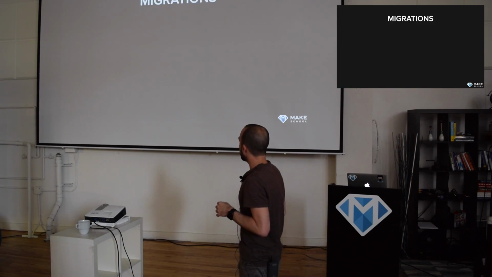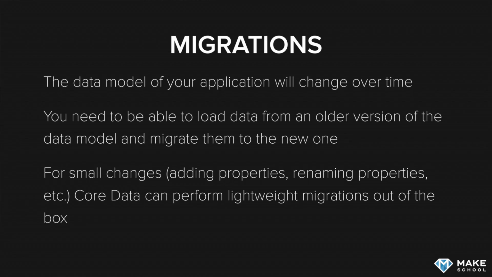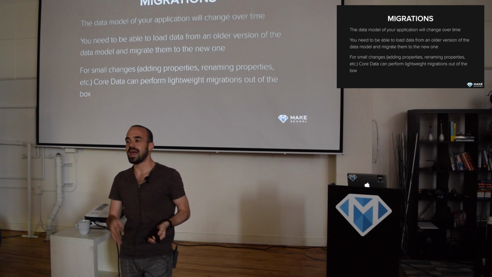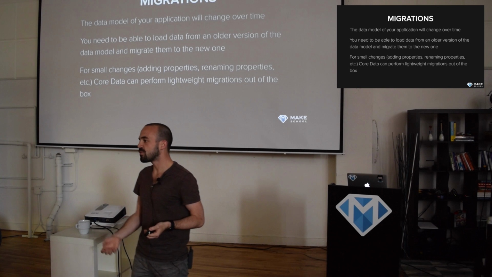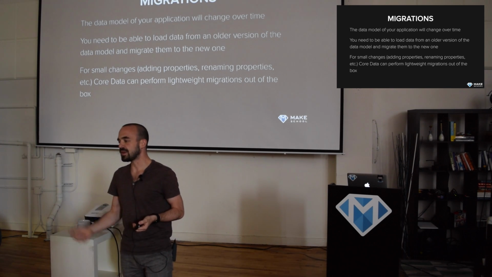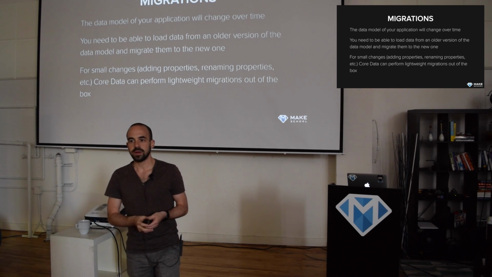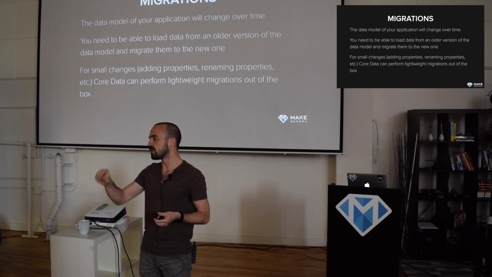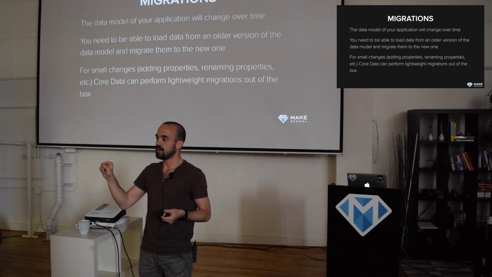Then migrations. I mentioned it briefly. Migrations are necessary whenever you change your data model. In Core Data, you get a lot of migrations for free. So any kind of migration that is very simple, for example, adding a field that wasn't there before and providing a default value for that is something that Core Data can do automatically. But you still have to create a new version of your object model file.